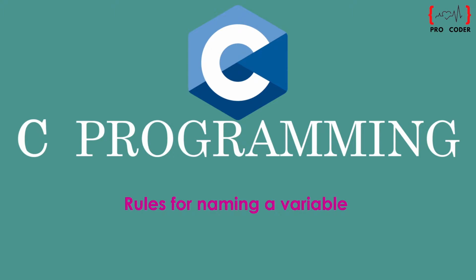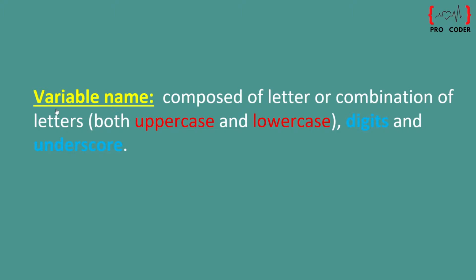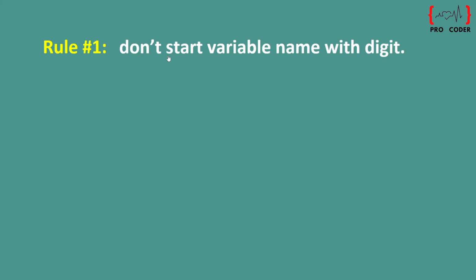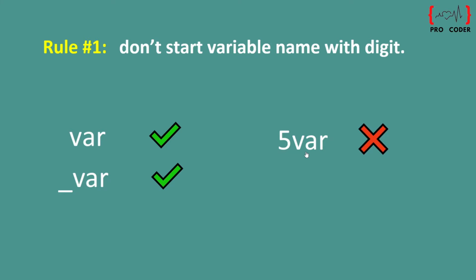In today's lecture we will learn rules for naming a variable. The name of a variable is composed of a letter or a combination of letters, both upper and lowercase, digits and underscore. Every variable must start with a letter or an underscore. You cannot start your variable name with a digit. For example, where is a valid variable and _where is also a valid variable. On the other hand, 5where is an invalid variable.